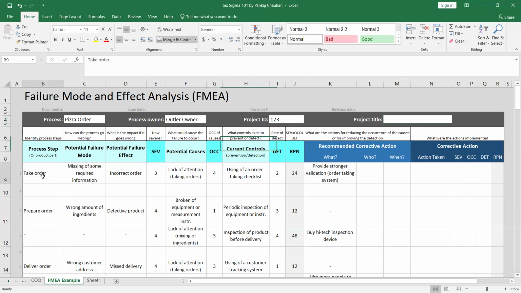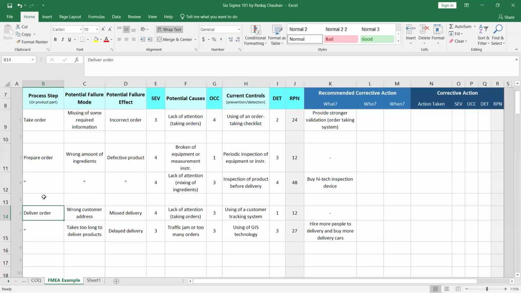Now what you will do first, as a pizza or outlet owner, you will receive the order. This is your process step. Second step, you will be preparing the order. Third step, you will be delivering the order. I'm keeping it very simple. Only three steps I'm explaining to you. You receive the order, you prepare the order, and you deliver the order.